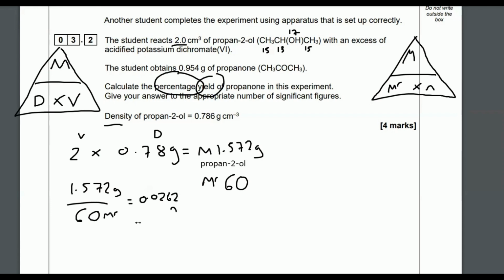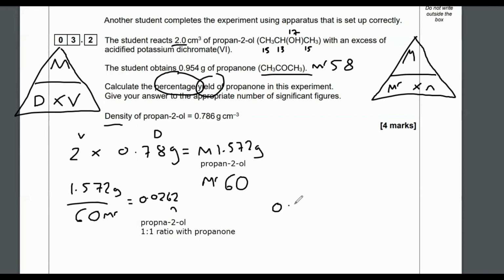And I've just calculated the moles of propan-2-ol. Now, it's a 1-to-1 reaction in the formation of propanone, and that means I should make 0.0262 moles of propanone. Now let's work back and find out what the maximum mass of propanone is that I should make, and I've been given the actual mass, which is 0.954 in the question. So it's a 1-to-1 ratio, so that means that we should make 0.0262 moles of propanone.